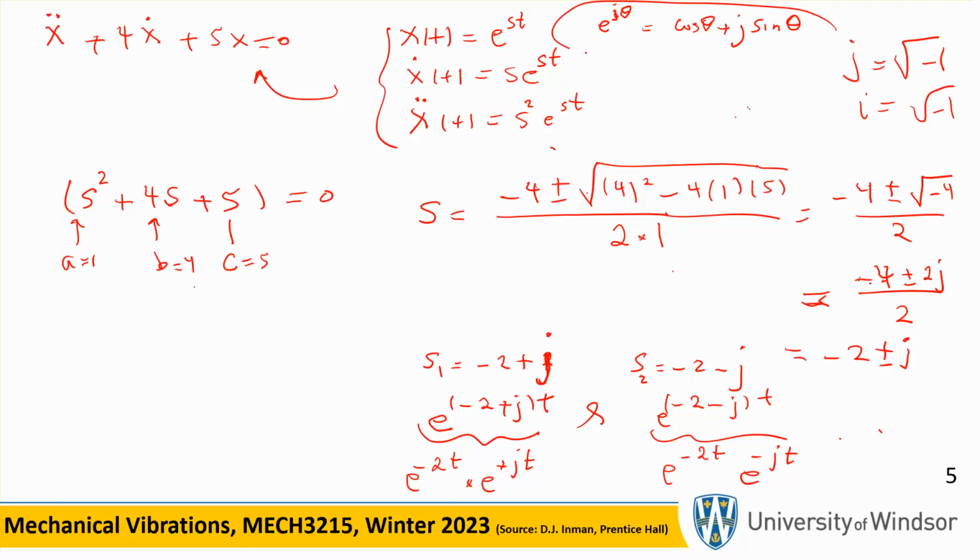So this formula, you're going to apply it to the second part. Okay, so let me go and do that for you. One of the solutions is going to be e to the minus 2t times cosine of t plus j sine of t. The other one is going to be e to the minus 2t cosine of t minus j sine of t.